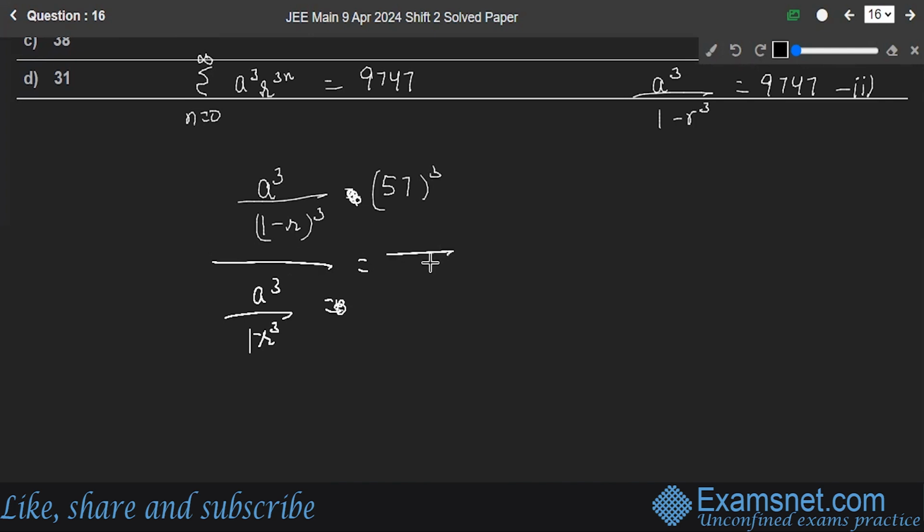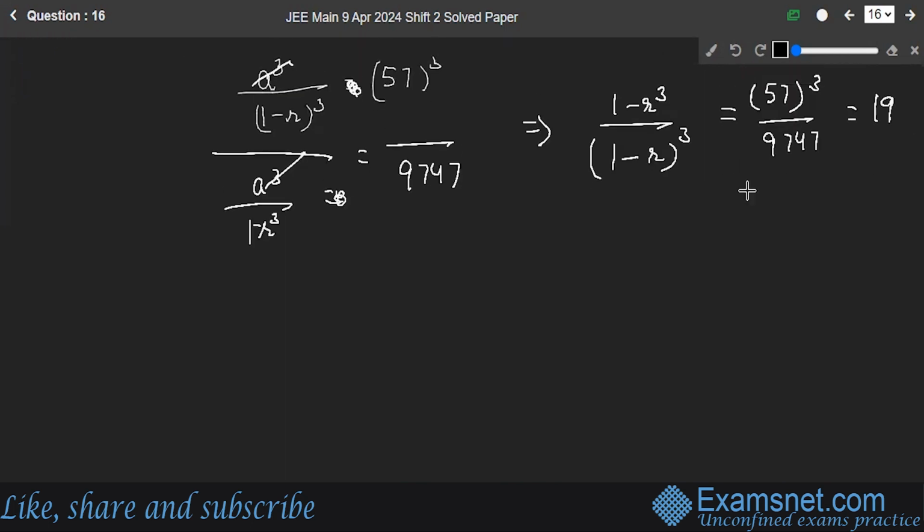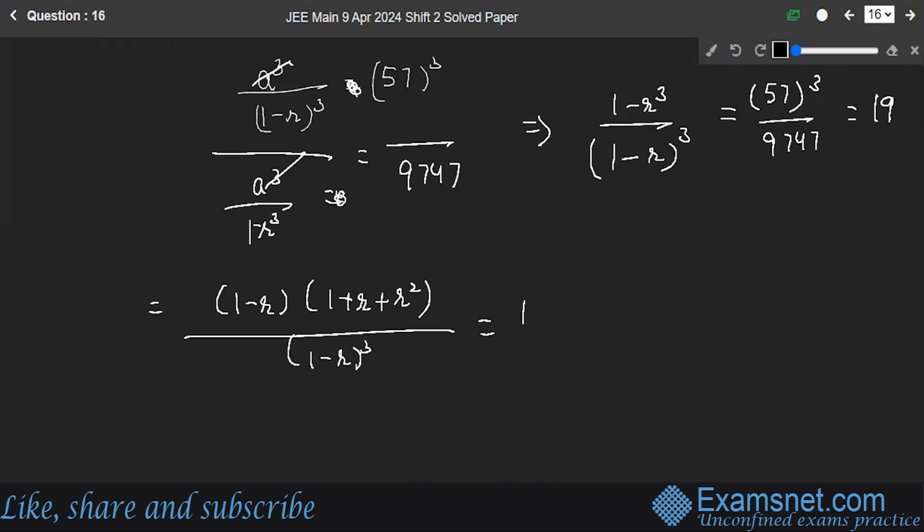Don't write is equal to over here. So it will be 9747. A cube and A cube will cancel. So you will have 1 minus R cube upon 1 minus R whole cube is equal to 57 cube by 9747. And you will solve this. You will get the 19 over here. Okay. So let's open it up. 1 minus R cube is equal to 1 minus R times 1 plus R plus R square, that is equal to 19, and this will cancel at 2.